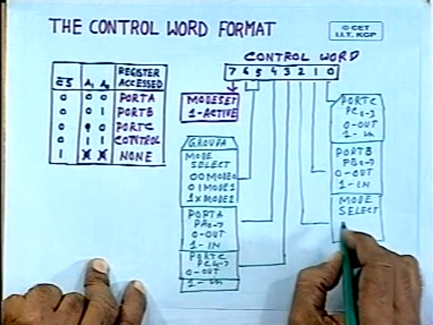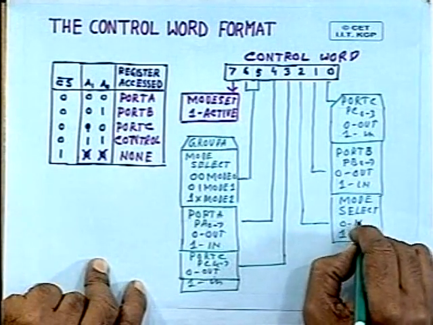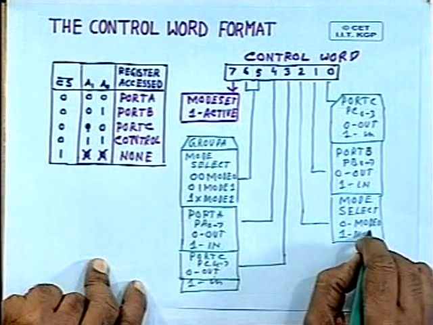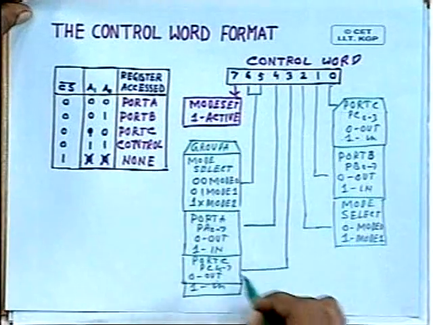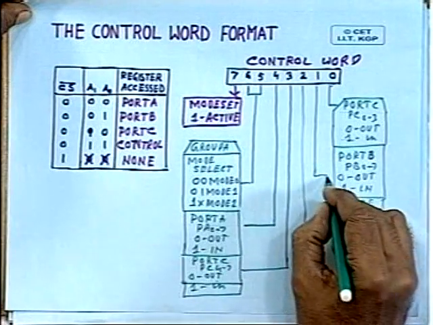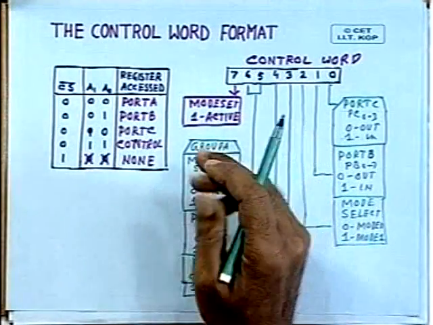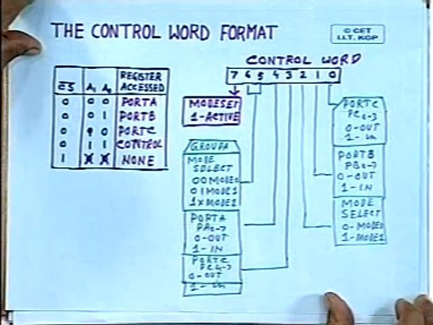And since there is only one bit, depending on the value of 0 and 1, it can work either in mode 0 or mode 1. So this is the control word format of 8255, and we shall see how we can use this 8255 in different modes, mode 0, mode 1 and mode 2. Let us explain the operation of these three different modes one by one.